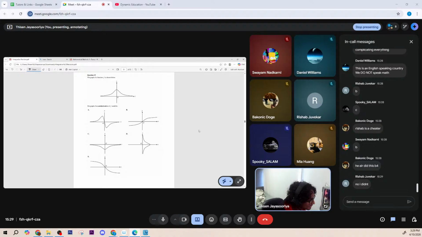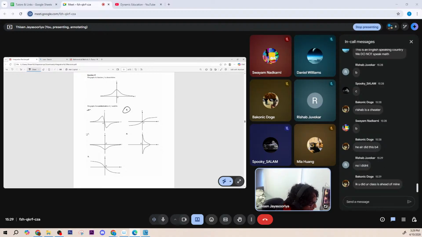So yeah, the answer for this one's B. It's not A, and it can't be C, and it's definitely not D. The reason it can't be A or C is because there's turning points here, but there's no point here where the derivative is equal to 0.